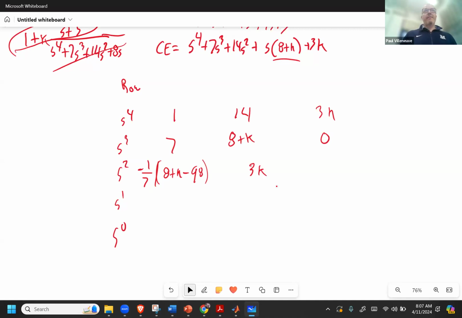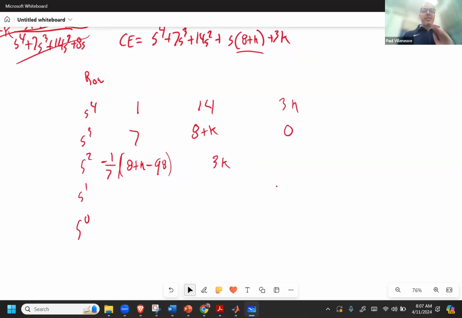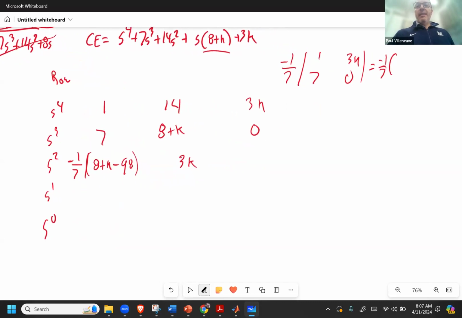Not correct? Am I going too fast? Do you need me to do the 3k number, or do you feel confident you could do that one? Anybody? Let's just put it up over here. So it's negative 1 over 7 times the determinant of 1, 7, 3k, 0, right? So we have negative 1 over 7 times 1 times 0 minus 21k. The 7 and the 21 divide out, and you end up with 3k. I'm going to just expand this a little bit so I can simplify this down a tiny bit. So what I end up with is 90 over 7 minus k over 7.